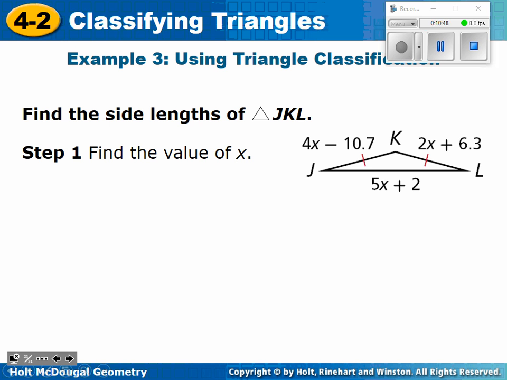Okay, any questions on classifying? All right, the next few problems we're going to look at are what do we do if they give us a picture and we are trying to figure out measurements, side lengths, angle measures, and so forth.